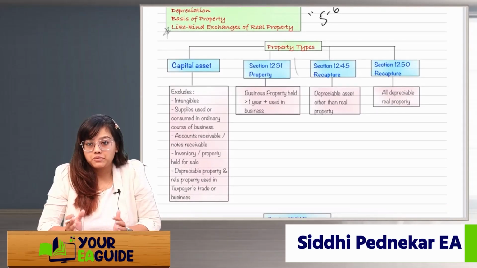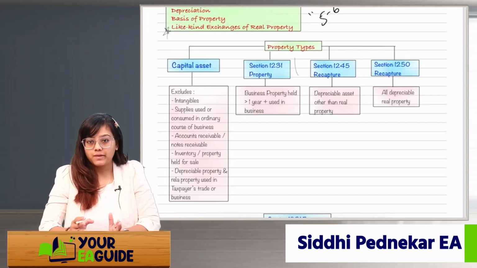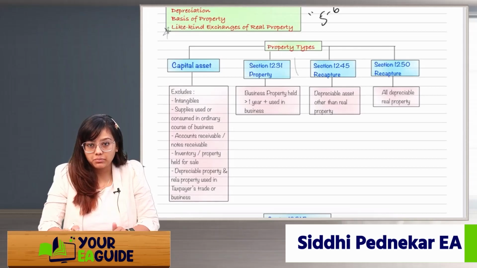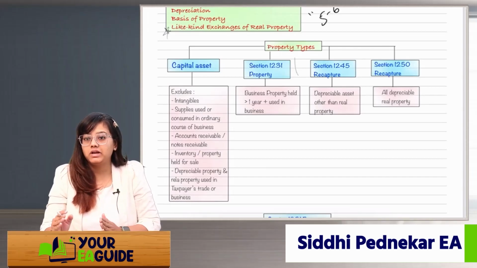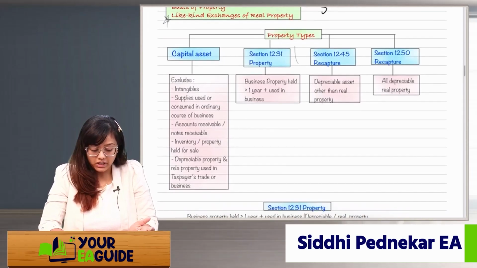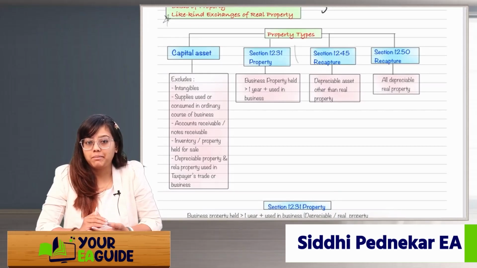If I talk about the types of property, we have 4 types over here. That is capital asset, section 1231 property, 1245 property, and 1250 property. Okay, so what do you mean by capital asset?